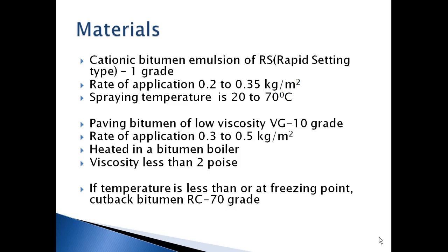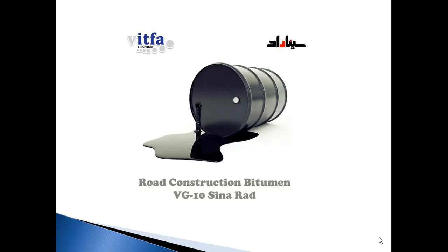Now, if the temperature is less than the freezing point, then we can use a third type, which is the cutback bitumen of RC 70 grade. So this is how VG10, viscosity grade 10 bitumen looks like. Just a figure from the net.